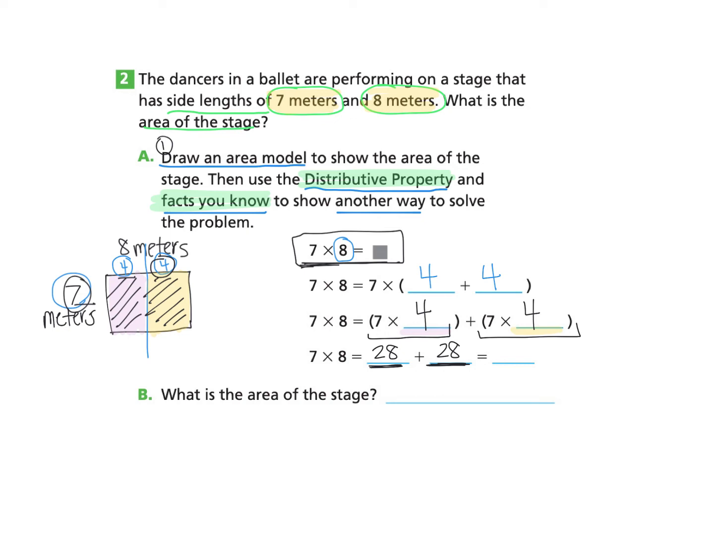And then our job is to add the products, which would be 28 plus 28. And if you'd like to pause and try that on your own, you may do so. And when you come back, you will find that the answer is 56. So the area of the stage is 56 square meters.